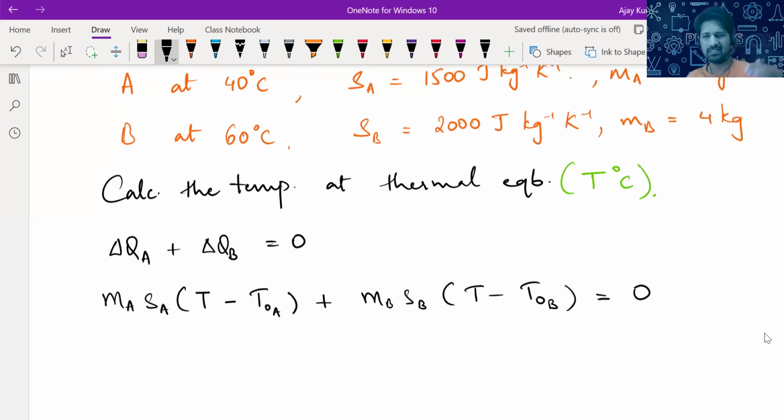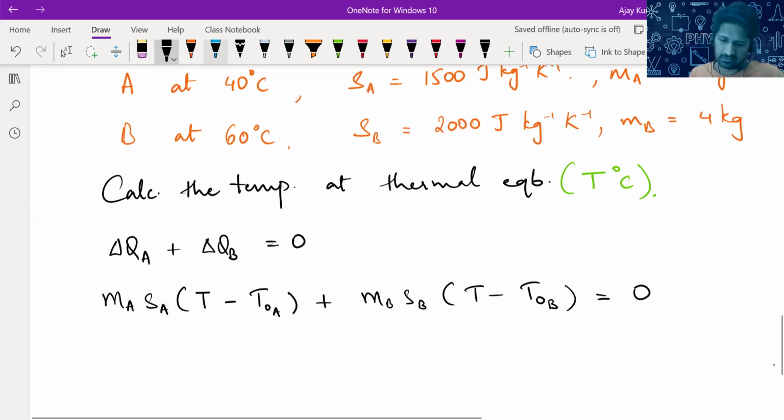Now see, one is at 40, the other is at 60 initially. Then the common temperature that they attain will be somewhere between 40 and 60. Greater than 40, but definitely less than 60. Now if it is greater than 40, that means for A, the delta Q will be positive. But if it is less than 60, that means for B, delta T will be negative. That is how this equation will become correct finally.